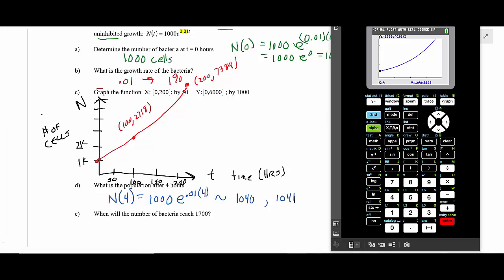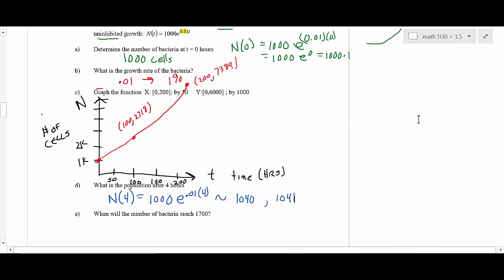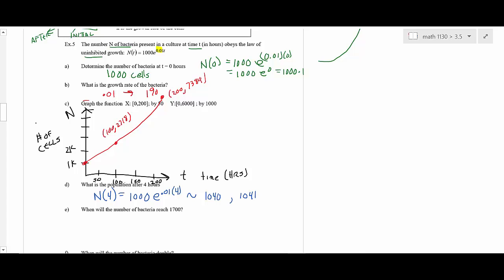Now what I'm going to do on this next problem is show you 2 approaches to solving this. The first thing this question says is, when will the number of bacteria reach 1,700? So remember, your formula is n of t equals 1,000 e to the 0.01 t like this. So what are you going to plug in for n? 1,700. That's what the problem says.